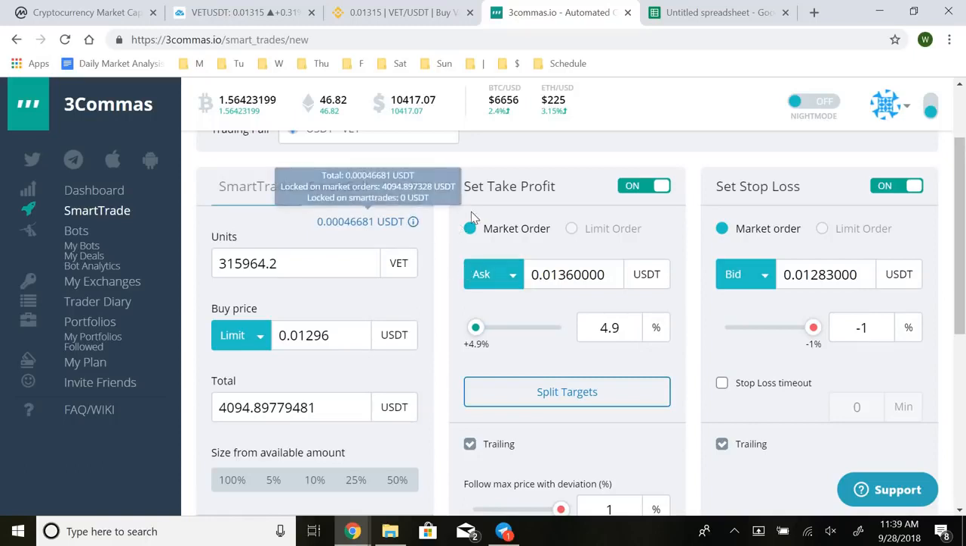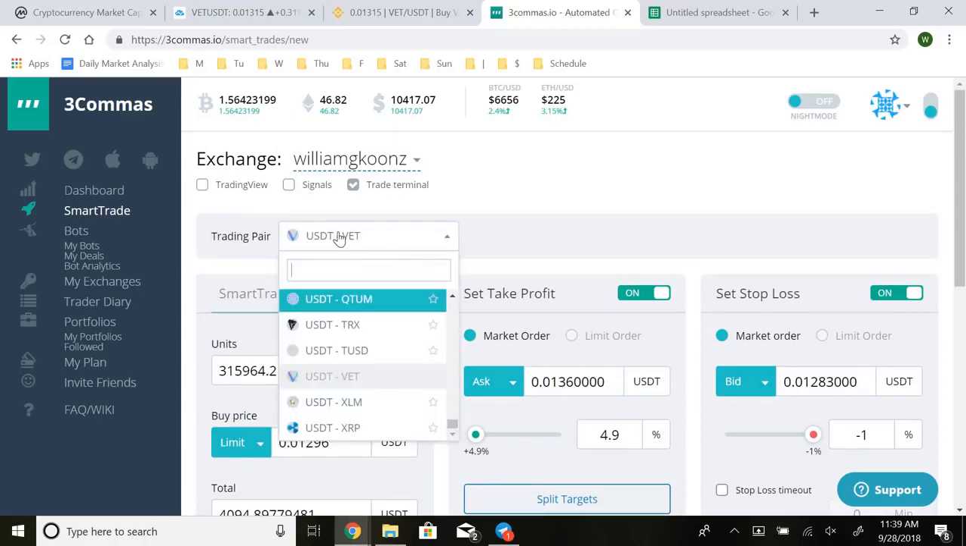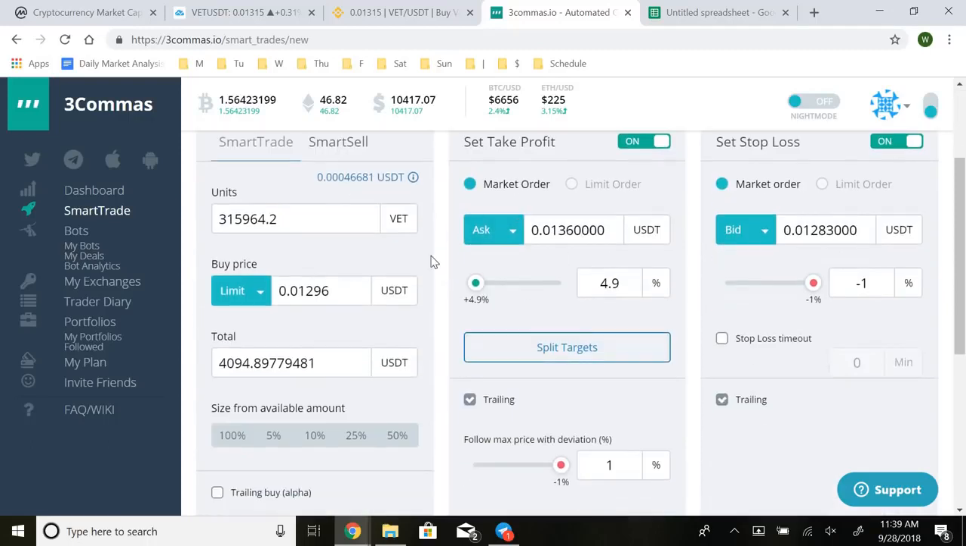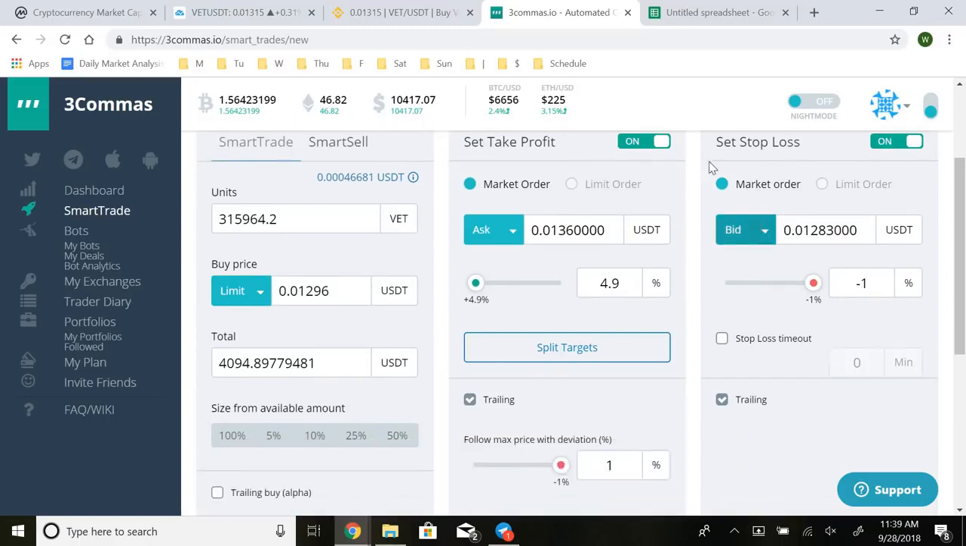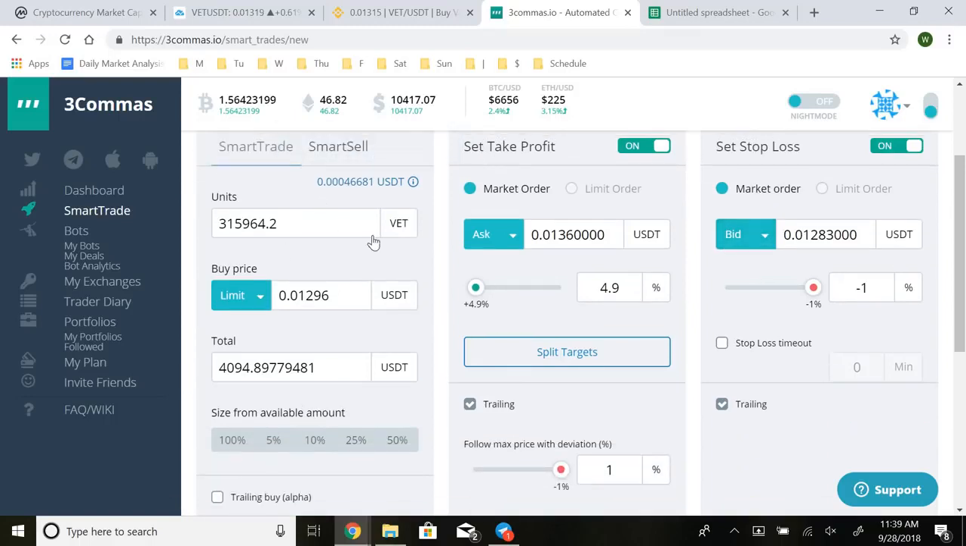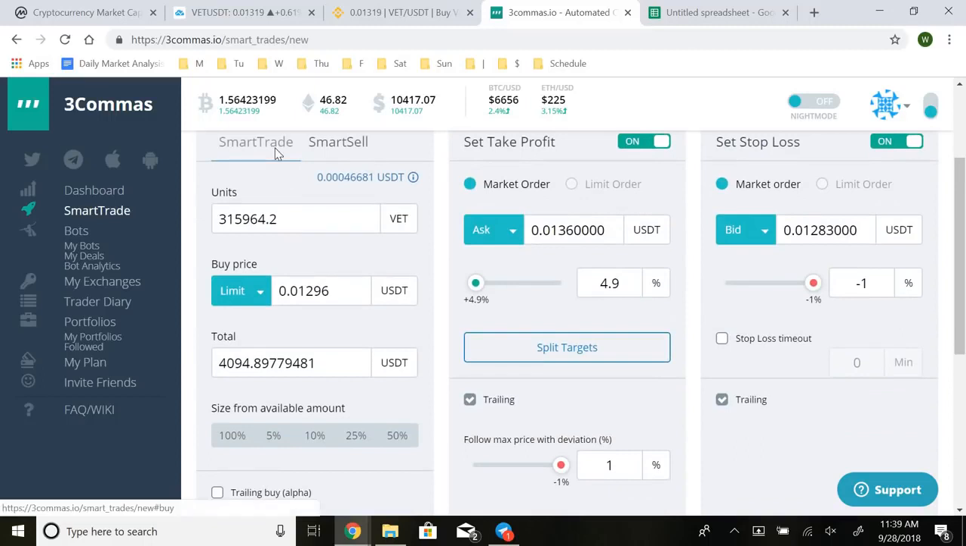So starting off, once you get here, you're going to first want to select the trading pair. So for me, I select USDT and VET because that's the pair I want to trade. And then you come down here to these three little panels. So you have smart trade, smart sell, set take profit, and then set stop loss. So starting off with the first column, we're just going to focus on this. Smart trade is basically to buy, and smart sell is to sell.